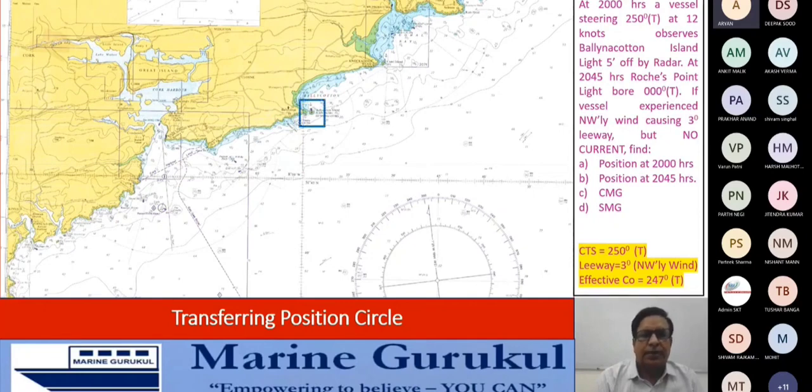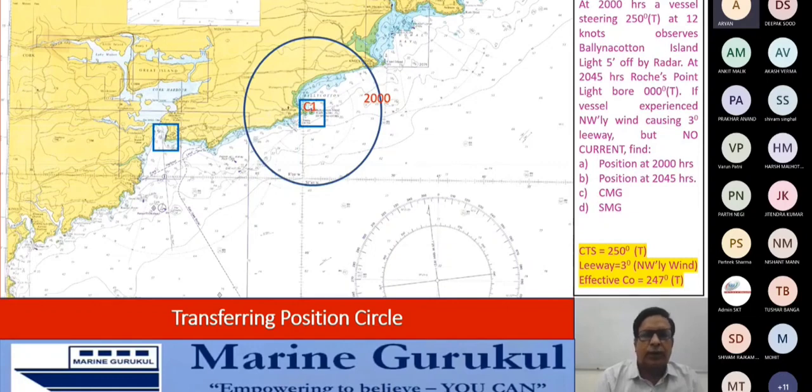So we have this as the Ballycotton Island light. We have the Roche's Point with C1 as the center and the radius of 5 miles. We draw the position circle for 2000 hours.